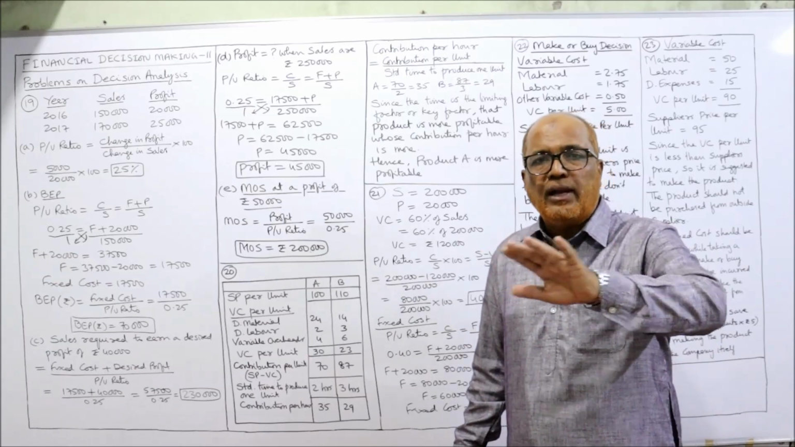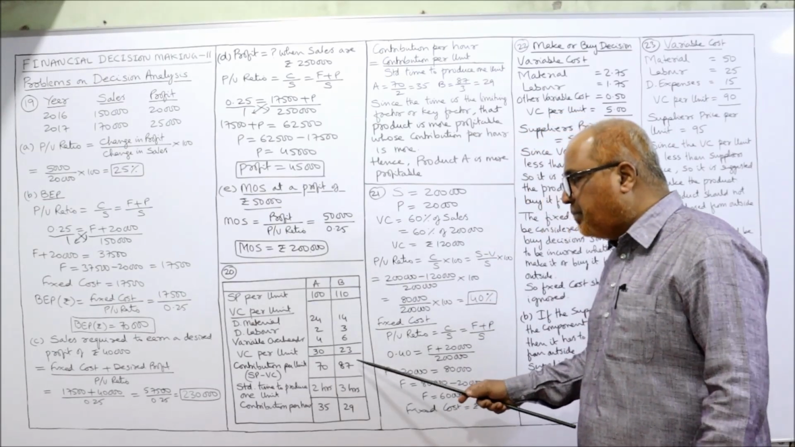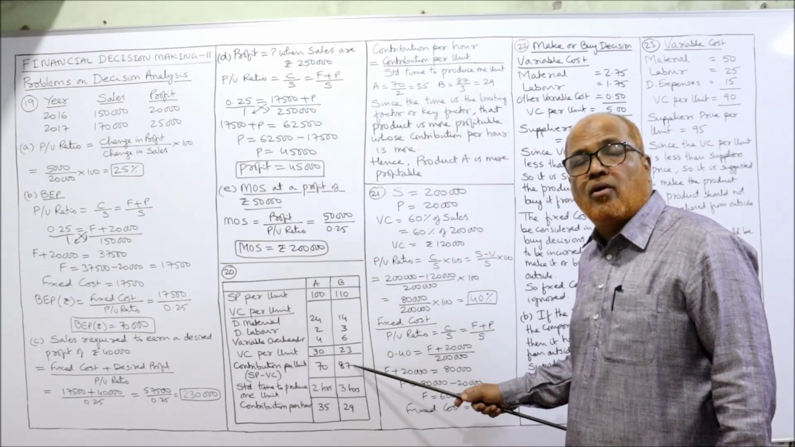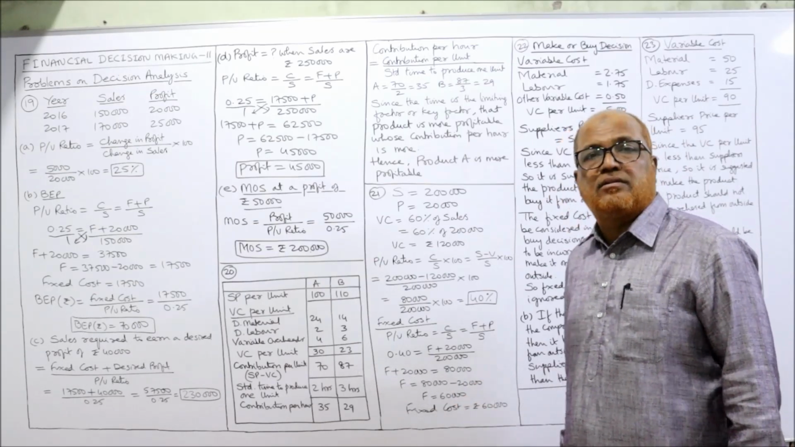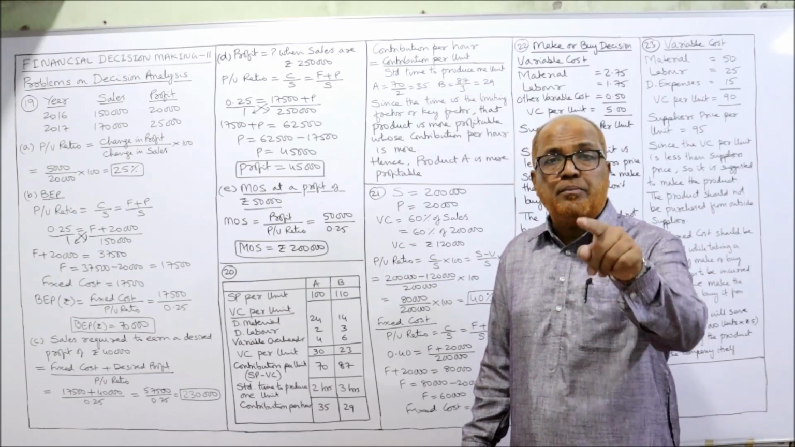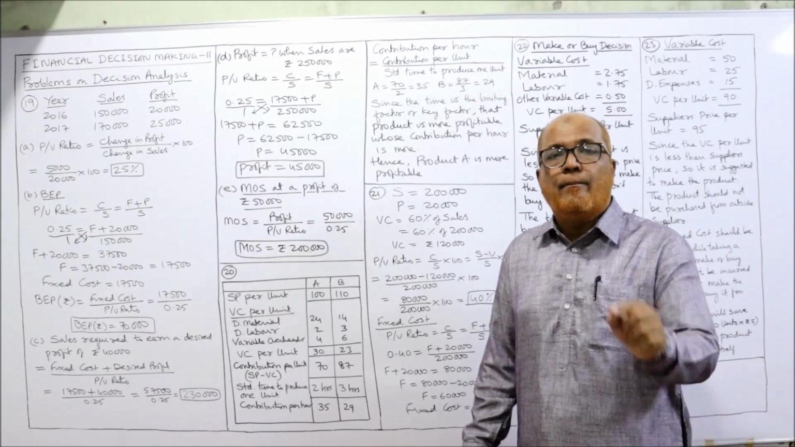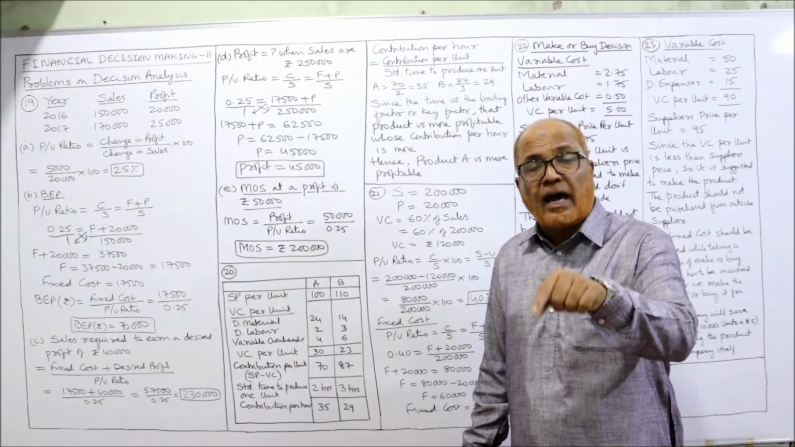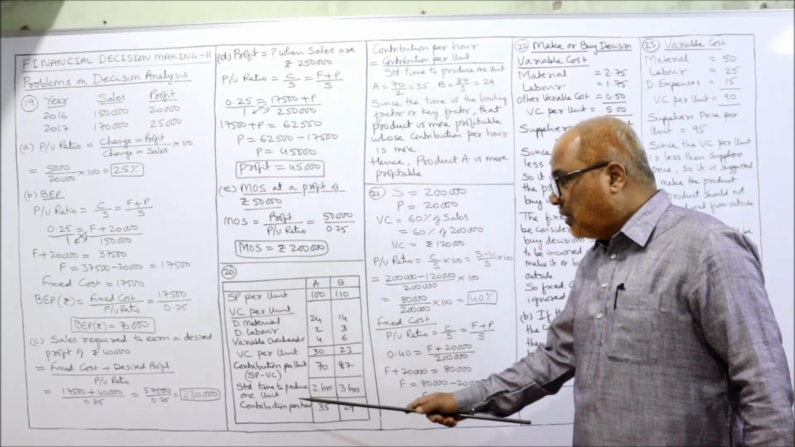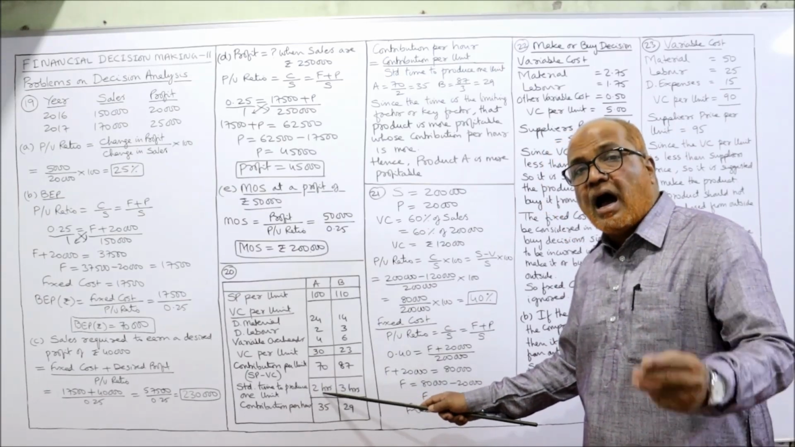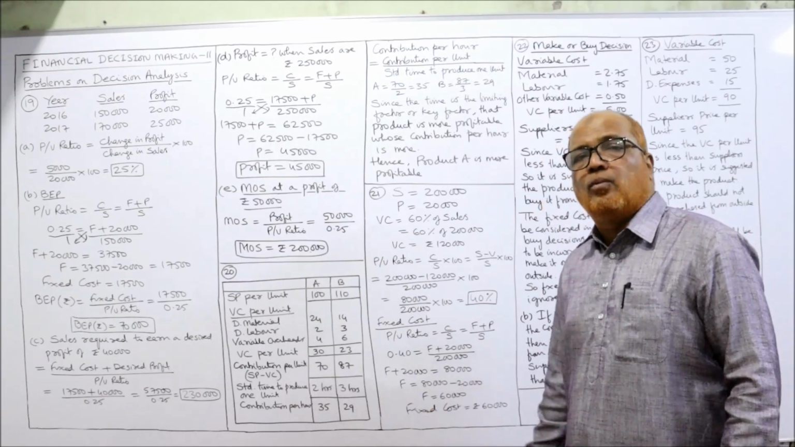So if there is no limiting factor, product B is profitable. Because every unit is giving a contribution of 87 rupees. More contribution. Product B is better if there are no limiting factors. But in our problem, time is the limiting factor. So standard time to produce 1 unit is 2 hours. After 2 hours, we are getting 70 rupees.